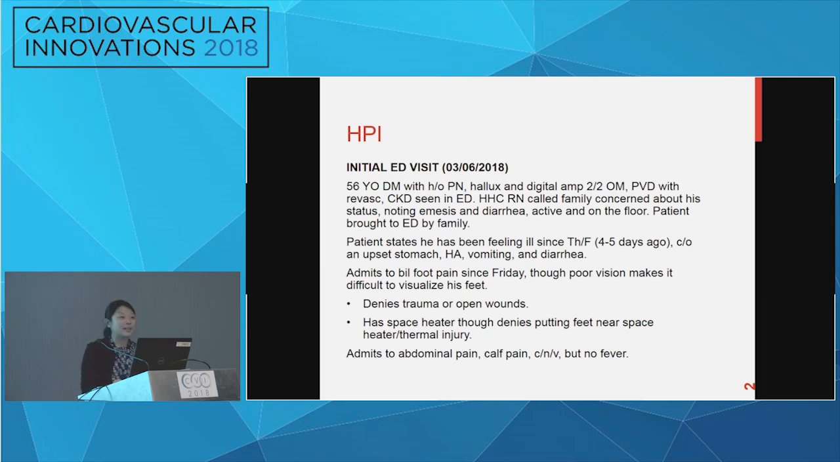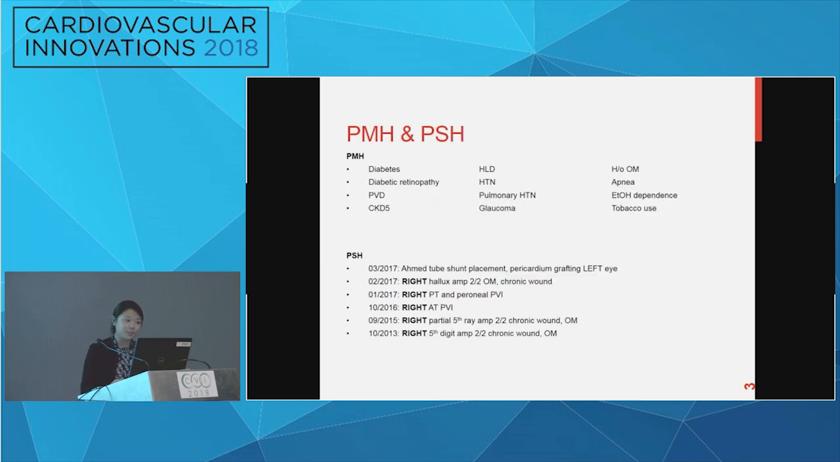The patient stated he'd been feeling ill for about the past 4 to 5 days. He said he had an upset stomach and headache that progressed to vomiting and diarrhea. He does admit to bilateral foot pain since Friday, which is strange because he is neuropathic. He does have pretty bad vision, so he couldn't visualize what was going on with his feet. But he denies any history of trauma, wound, or thermal injury, though he does have a space heater. He says he doesn't put his feet by it, but who knows? Admits to abdominal pain, calf pain, chills, nausea, and vomiting, but no fever.